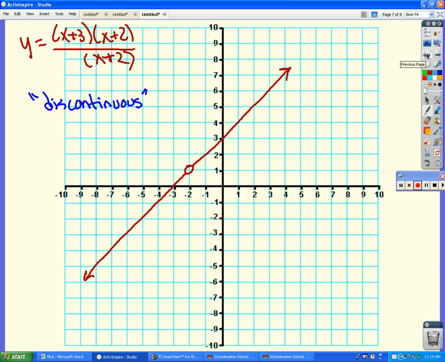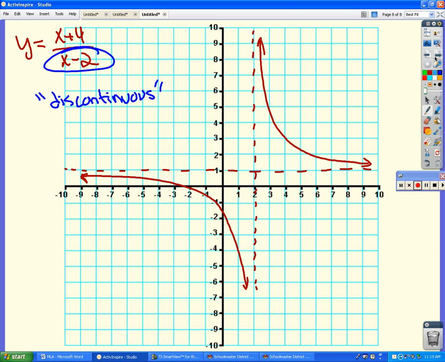Let's look at this right here. What is the x value of the discontinuity in this graph? Negative 2. What happens if I plug in negative 2 to the bottom? I would also get 0. What is different though about this discontinuity and this function here and this function here, which makes the graph look so different?